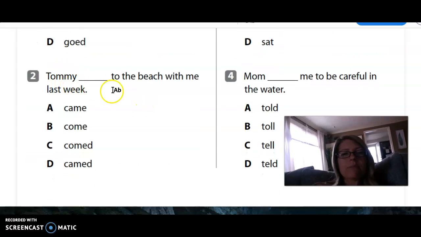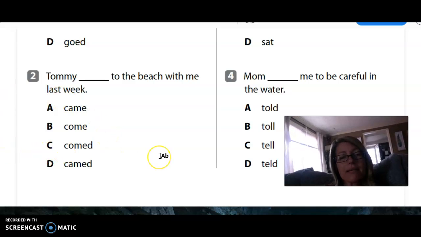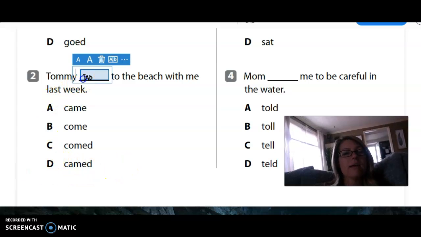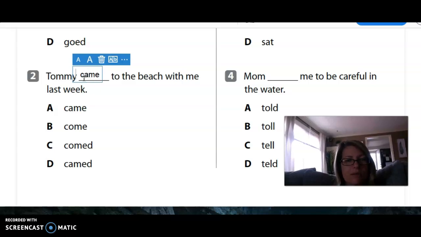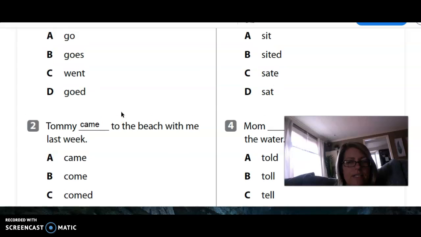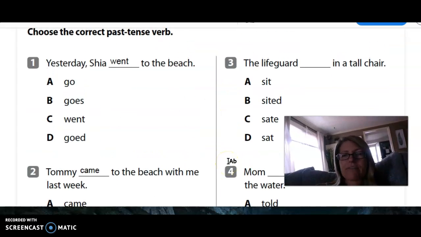Number 2, Tommy blanked to the beach with me last week. Tommy came to the beach with me last week. Tommy come to the beach with me last week. Tommy comed to the beach with me last week. Or Tommy camed to the beach with me last week. Tommy came to the beach with me last week. That is the correct irregular past tense verb. Number 3 and number 4, I'm going to have you do independently.